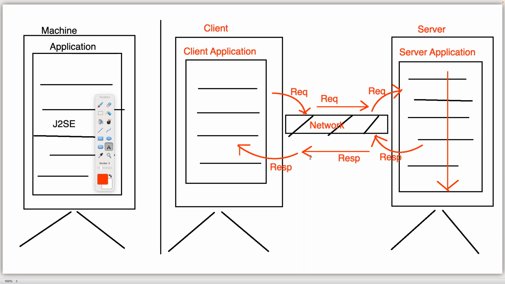Open the browser, type www.gmail.com, the client side program, and click on the enter button. The request will go to the server side program. The server side program will take that request, identify the login page, and send that login page as a response to the respective client. That's it. That's the example I'm telling you.